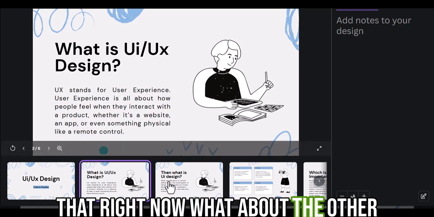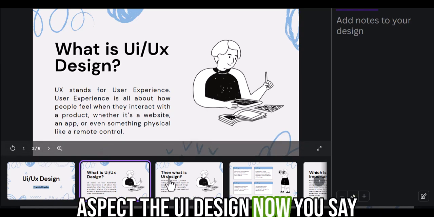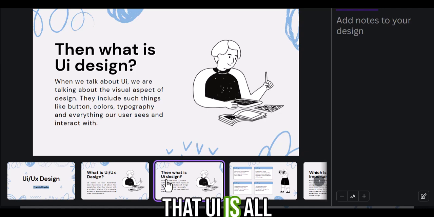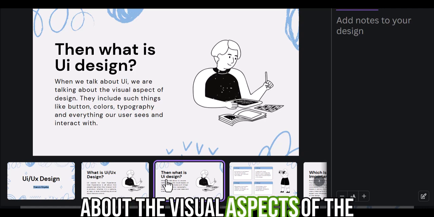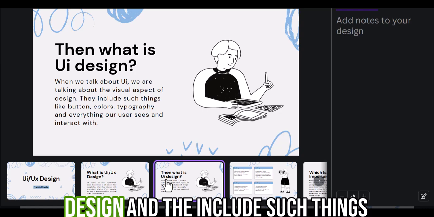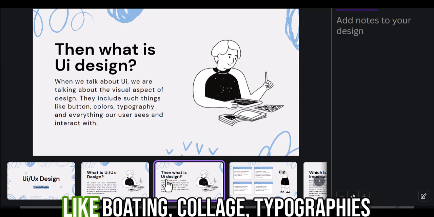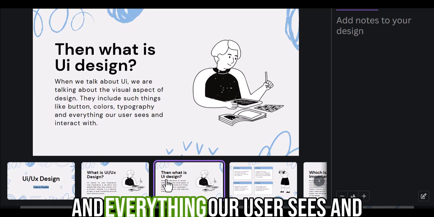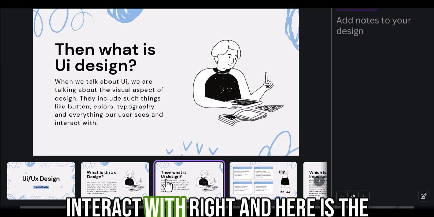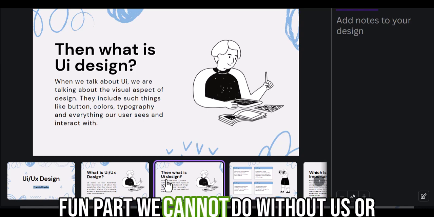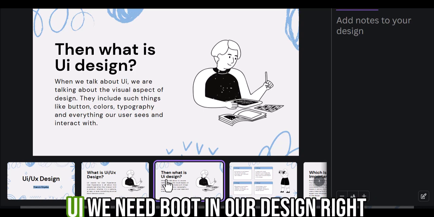Now, what about the other aspect, the UI design? UI is all about the visual aspect of the design, and includes things like buttons, colors, typography, and everything our user sees and interacts with. And here is the fun part: we cannot do without UX or UI. We need both in our design.